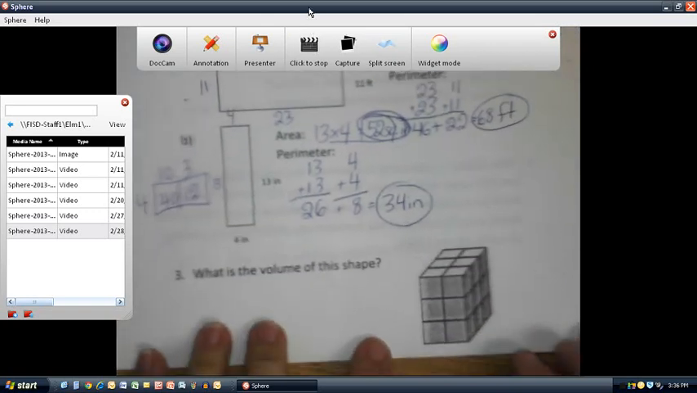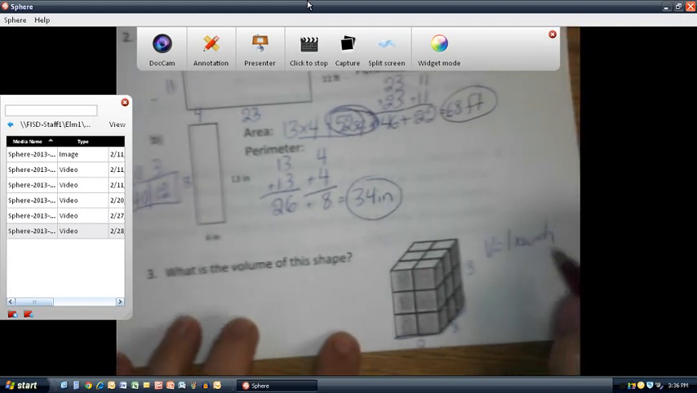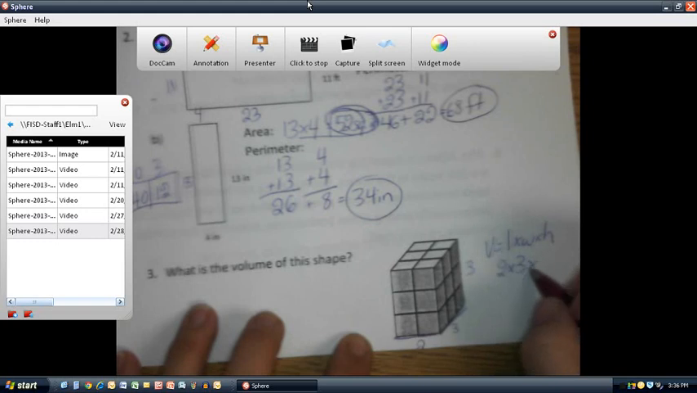Number 3 is volume, length times width times height. So that would be 2 times 3 times 3. 2 times 3 is 6, times 3 is 18 cubic units.